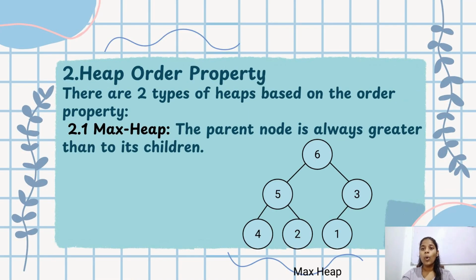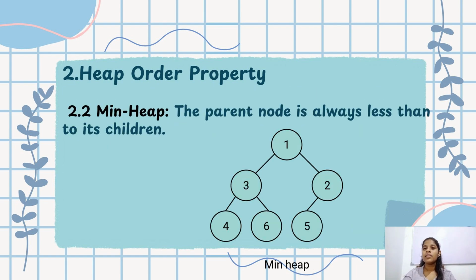Second, heap order property. There are two types of heap based on the order property. Max heap. The parent node is always greater than its children. The heap given in the slide is a max heap. All the children nodes are less than the parent node, which is 6. Min heap. The parent node is always less than its children. The heap given in the slide is a min heap. All the children are greater than the parent node, which is 1.